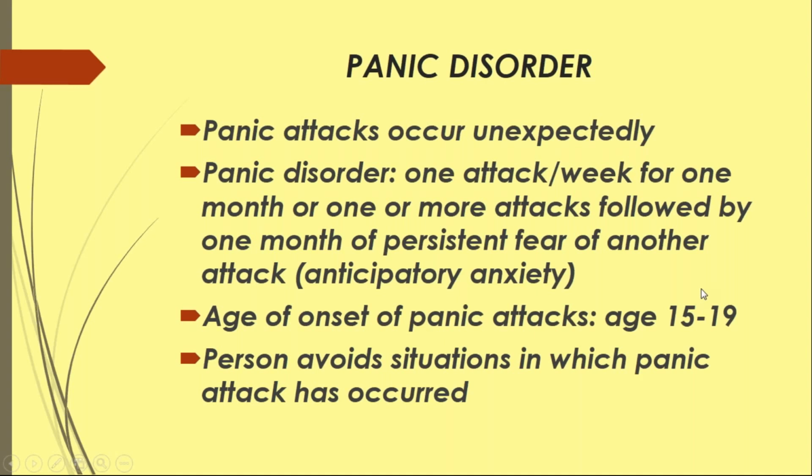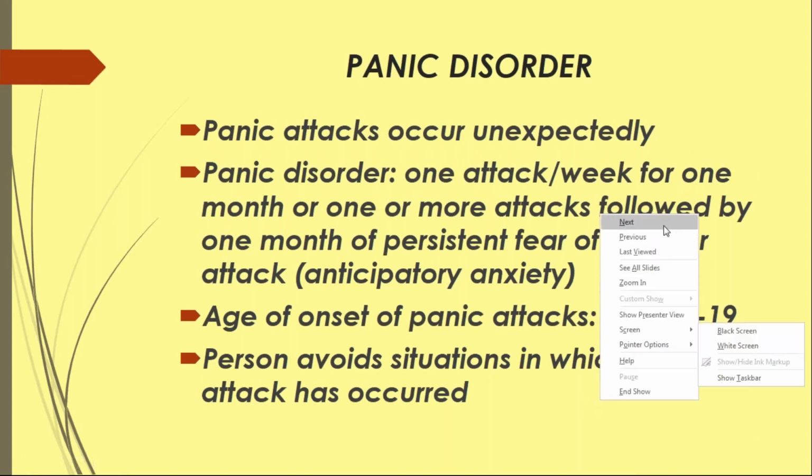They occur unexpectedly, and to be diagnosed with a panic disorder, you have to have one attack a week for 1 month or more, and then a persistent fear of having other panic attacks. The age of onset is usually in later adolescence, and the individuals will avoid situations in which the panic has occurred. If this goes on for a long time, we find that these people will start to avoid leaving the home because they don't want to get into situations where they might have a panic attack.